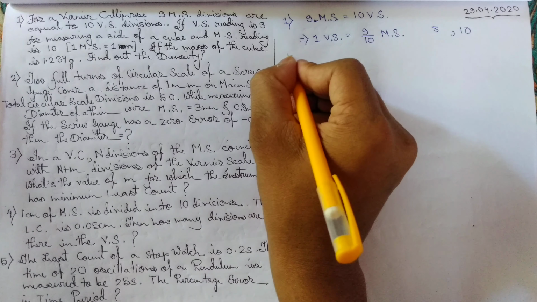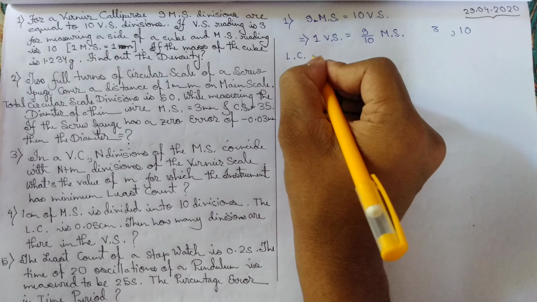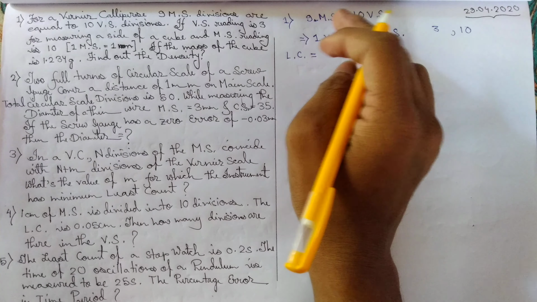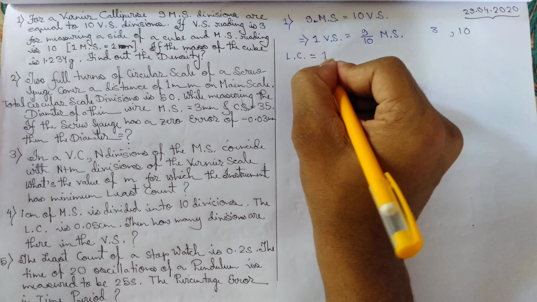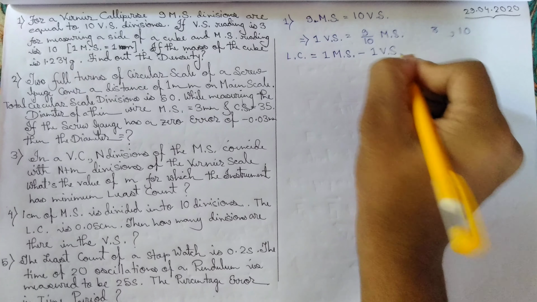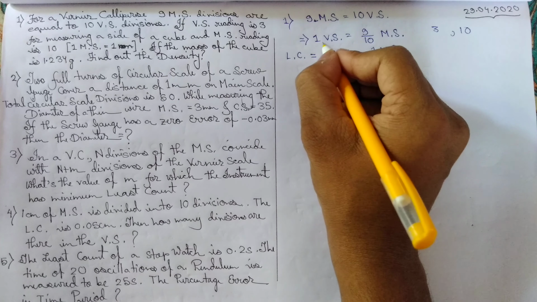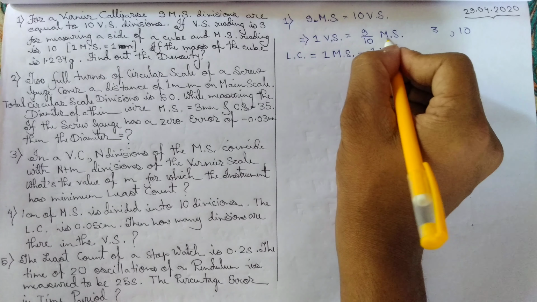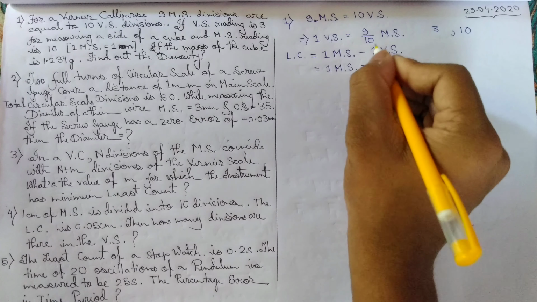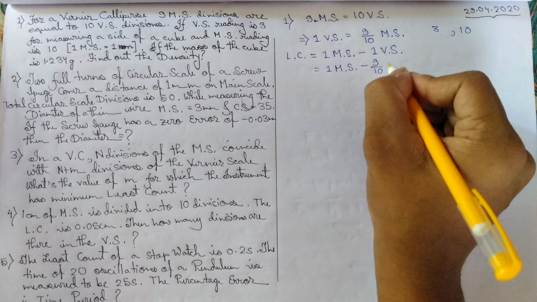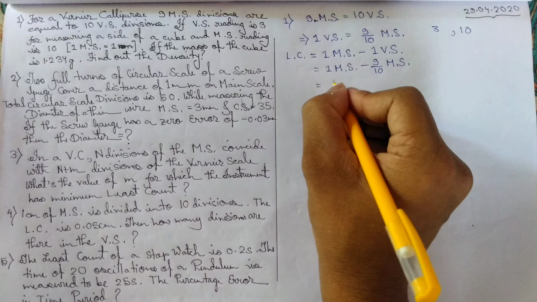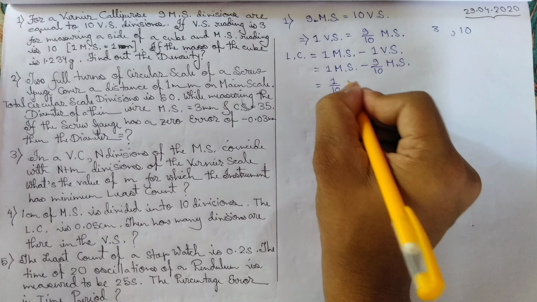Then we will find out the least count. What is least count? It is actually the difference between one main scale division and one vernier scale division. So you can write one main scale minus one vernier scale. They are having different units, and we have already found the relation between vernier and main scale. So we'll put one main scale like that, and instead of one vernier scale we'll put 9 by 10 MS. So the least count is 10 minus 9, 1 by 10 MS.